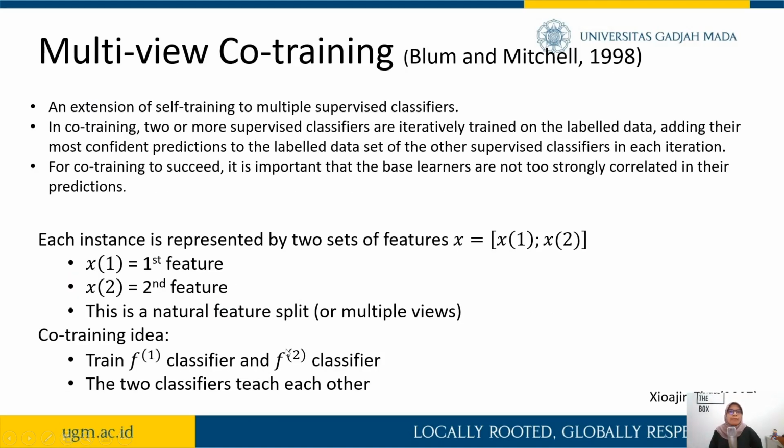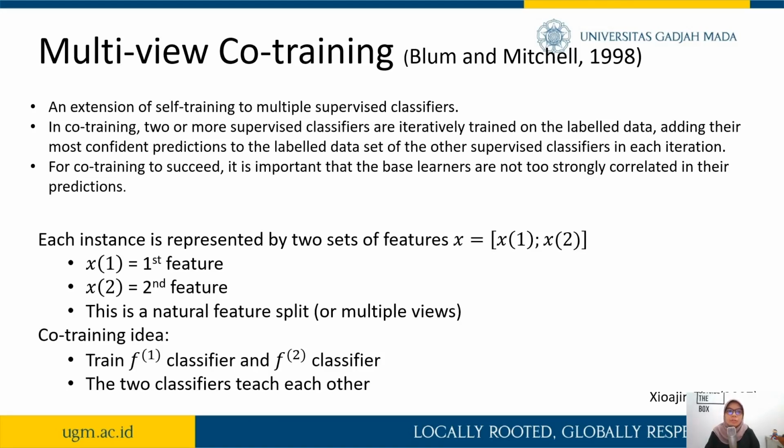That's for self-training. The other semi-supervised learning method is multi-view co-training, from Blum and Mitchell in 1998. It is still an extension of self-training, but it uses multiple supervised classifiers. In co-training, it uses two or more supervised classifiers, and iteratively trains on the labeled data and adds their most confident predictions to the labeled data set of the other supervised classifier in each iteration.